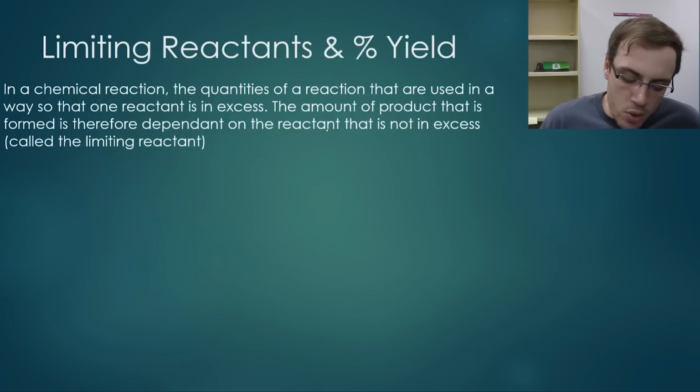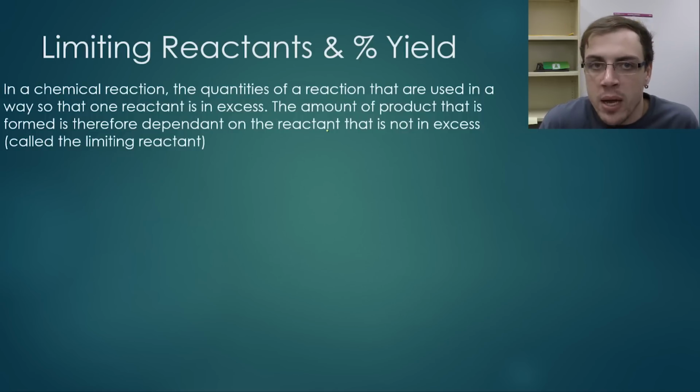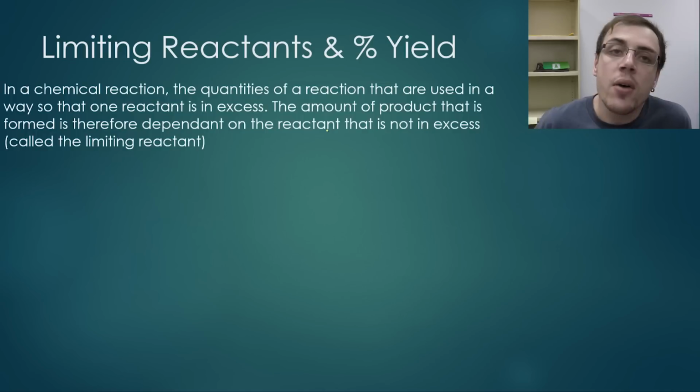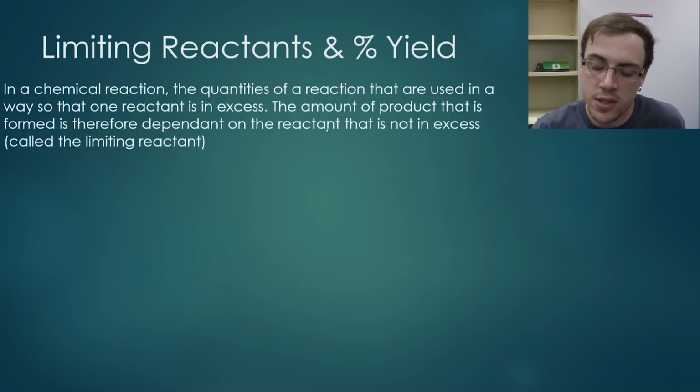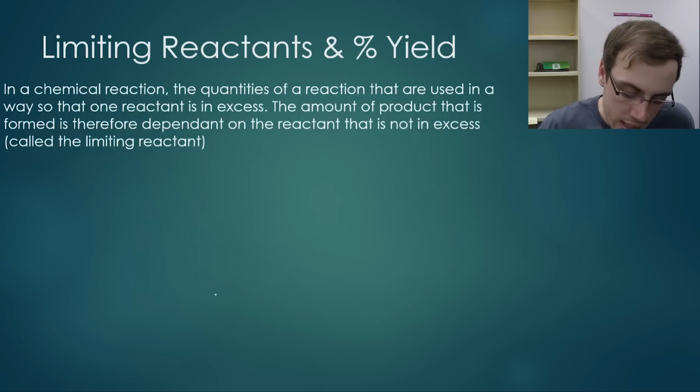Now, during a chemical reaction, the reactants are used up in a way so that one reactant is normally in excess. So it is very, very rare that we find that both reactants are used in a very equal amount to create a product. Now, the amount of product that is formed is often dependent on the limiting reactant. So the limiting reactant is the reactant that runs out first. Okay, so I'll show you an example now.